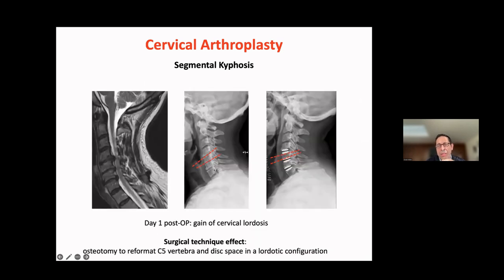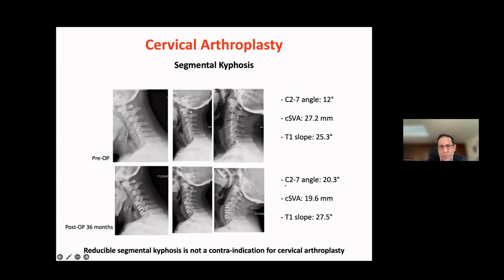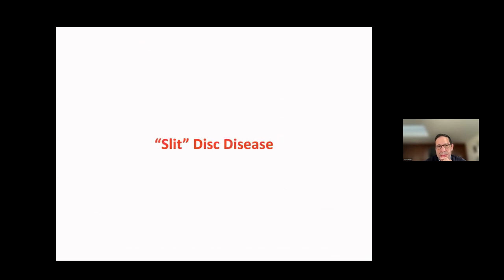Sometimes the prosthesis itself cannot do all the job, and you have to reshape with your surgical technique, do some sort of osteotomy to reshape the C5 vertebra, like here, and insert this prosthesis and be able to reproduce from day one this very nice lordotic alignment. So in my hands, reducible segmental kyphosis is not a contraindication for arthroplasty.